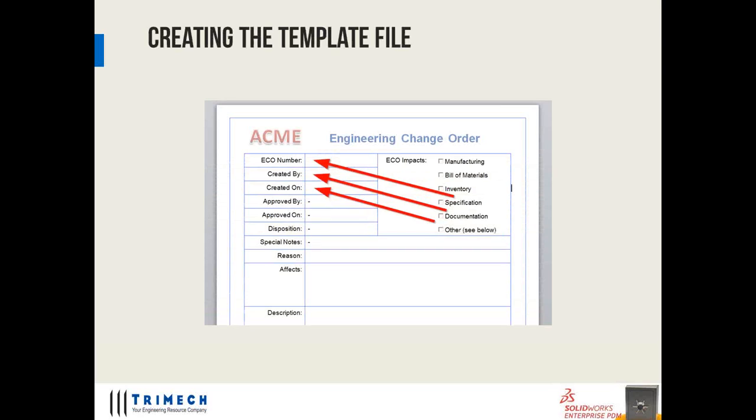So I've got an engineering change order Word document that already has approved by, approved on, disposition, special notes, reasons, effects, and description pre-populated, but it's missing ECO number, created by, and created on. So we're going to tie those particular fields from the data card to the ECO number, created by, and created on inside of the Word document using some of the advanced tips and tricks for variable mappings inside of the file. So let's go ahead and take a look.